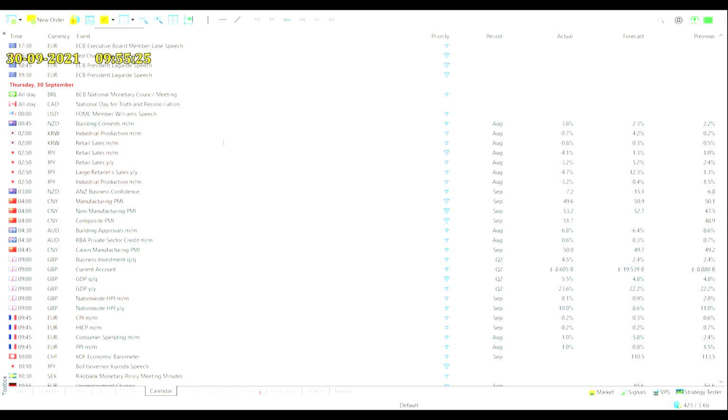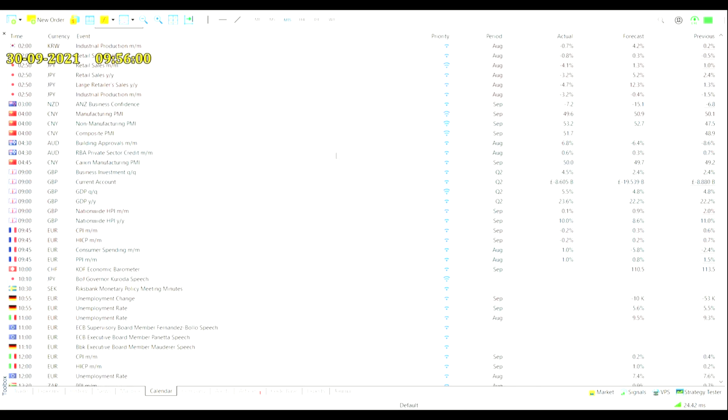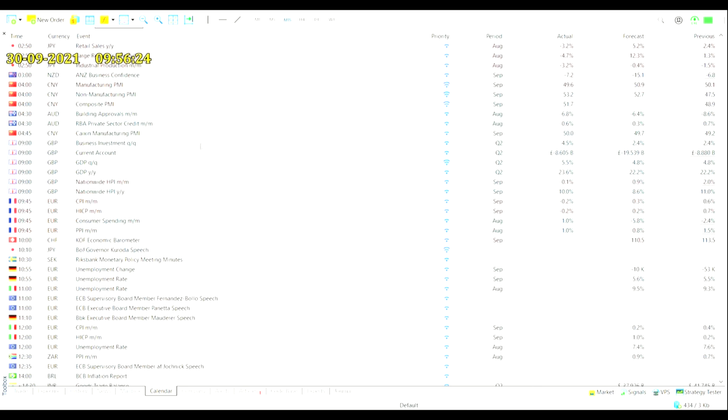Big miss for them. New Zealand had building consents month on month coming at 3.8% versus 2.3% forecast, and the ANZ business confidence coming through at minus 7.2 actual versus minus 15.1 forecast. So a couple beats for them. China manufacturing PMI, non-manufacturing PMI, about as they were predicted. Australian building approvals month on month, they had a win there, 6.8% actual against a negative 6.4% forecast and a negative 8.6% previous. That was the Asian session.